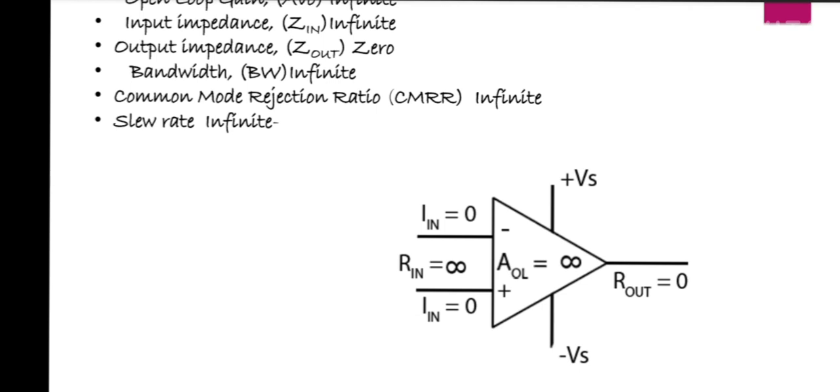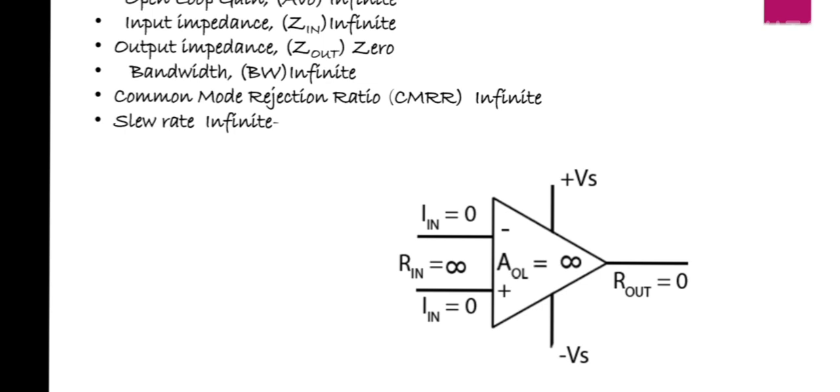Common mode rejection ratio, CMRR, of an op-amp is defined as the ratio of the closed loop differential gain AD and the common mode gain AC. Note that the common mode gain AC of an op-amp is the ratio of the common mode output voltage and the common mode input voltage.